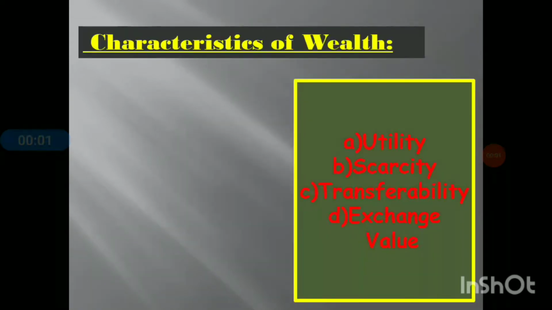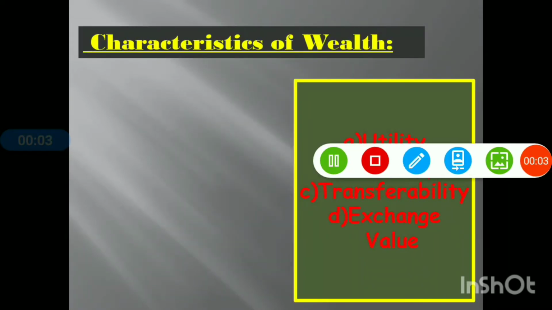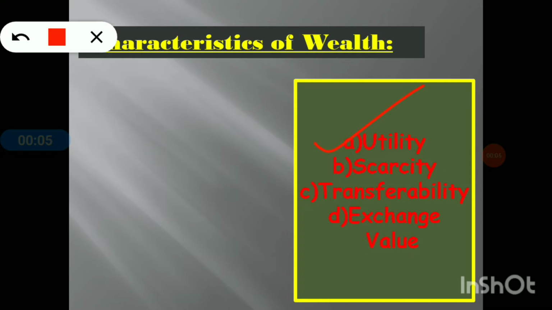Here we can see the first characteristic of wealth, that is utility. Utility basically is the power to satisfy our wants. Clear? Now going to the second, that is scarcity.